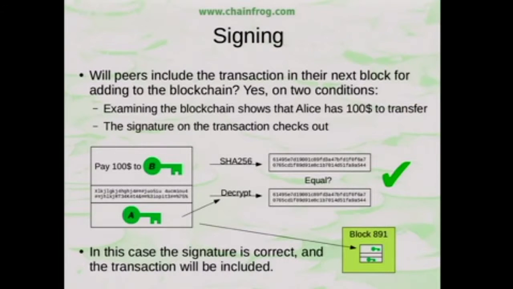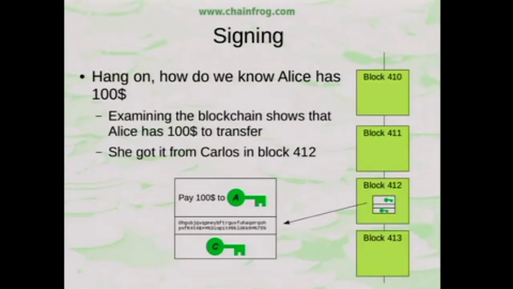And are the peers going to include this transaction in their next block? Well, it's yes, on two conditions. Alice has to have $100 to transfer in the first place, and the signature has to check out. And the signature checking, well, they take the first half of the message and they recreate the hash. They take the encrypted message, they use her public key to decrypt it, and if the two match, then the signature checks out. It was indeed Alice's private key that signed the initial request, and the transaction will be included.